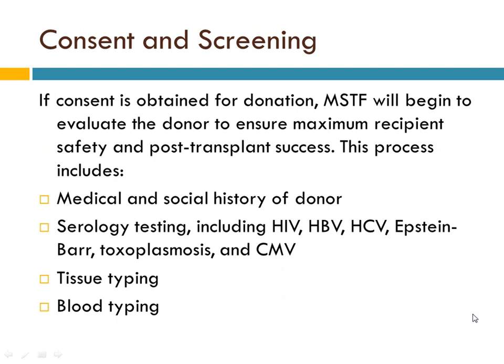If we obtain consent from the family for donation, we begin to evaluate the donor to ensure that there's going to be post-transplant success for the recipient. So we're going to get a medical social history of the donor, to make sure there's no high-risk behavior that might bring into question whether they are more likely to have HIV or Hep C, that kind of thing. We're going to send off serology testing, which is going to test them for HIV, hepatitis B, hepatitis C, and a couple of other things. We do what's called NAT testing. It's nucleic acid testing, and we can pin it down to just about 48 hours on HIV contraction. We're going to tissue type them. We're going to blood type them.